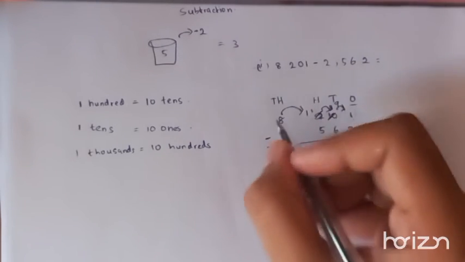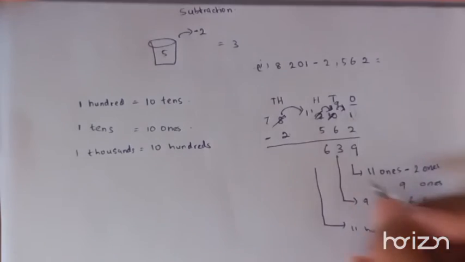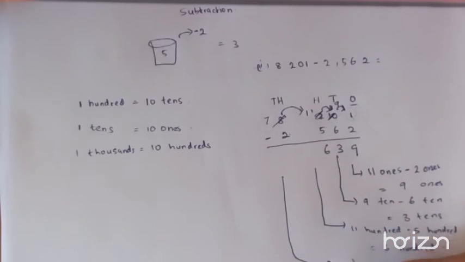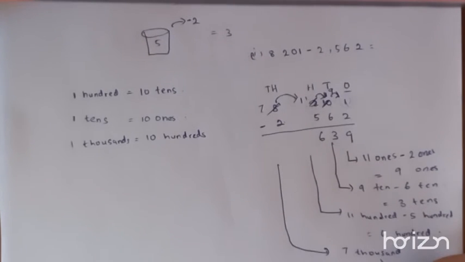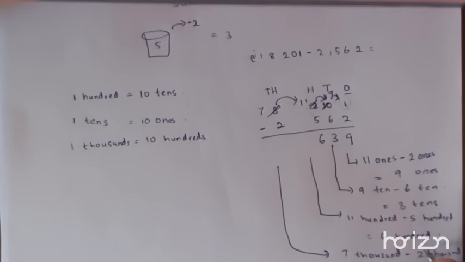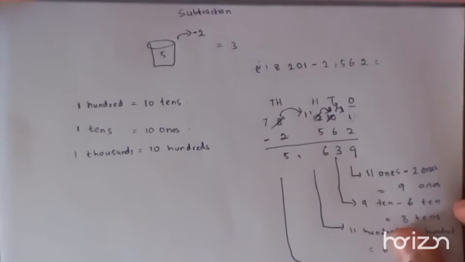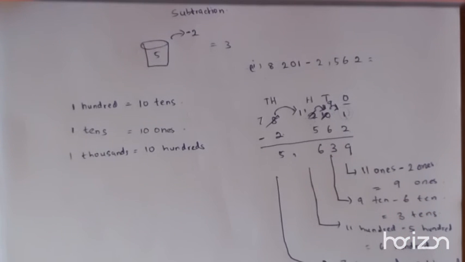Now this, because we exchanged, it would become a 7. So 7000 take away 2000, we would have 5000. So the final answer would be 5639. So now let's look at another question for deeper understanding.